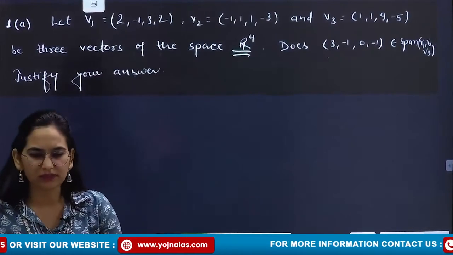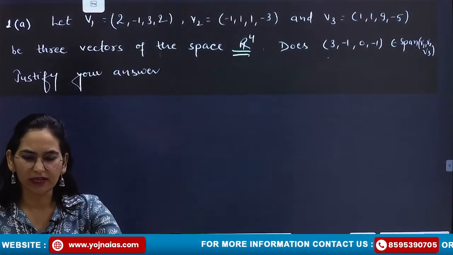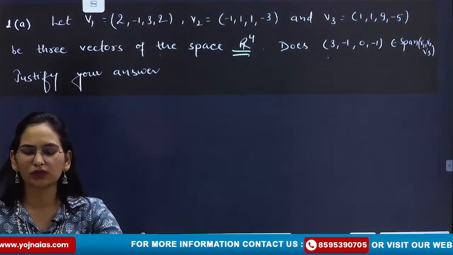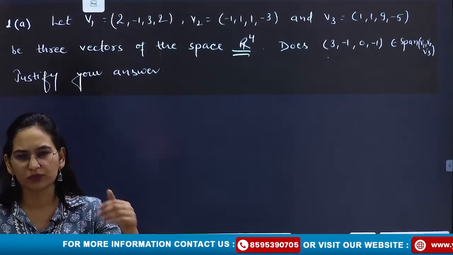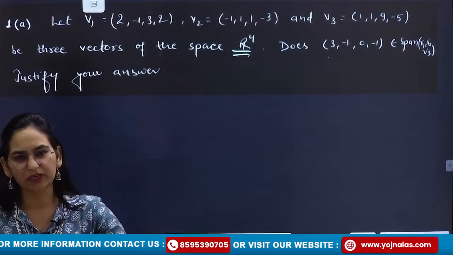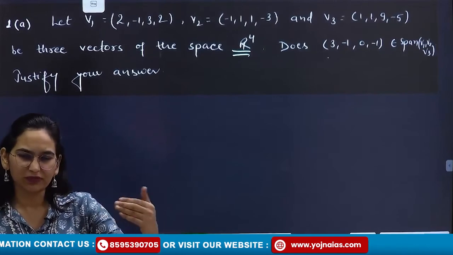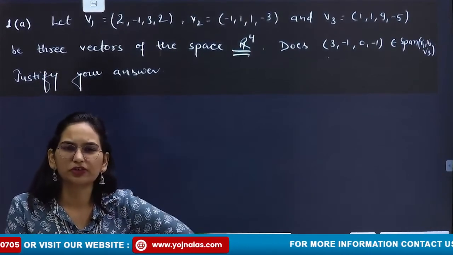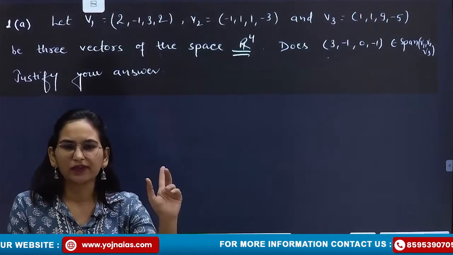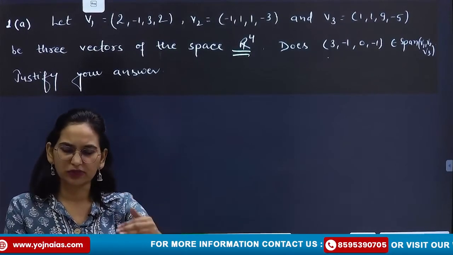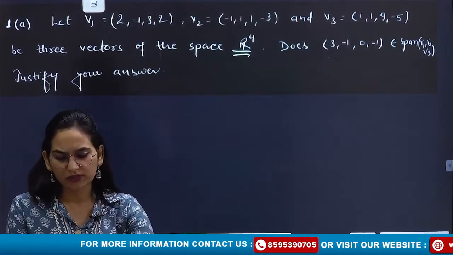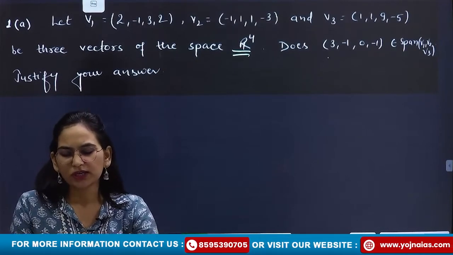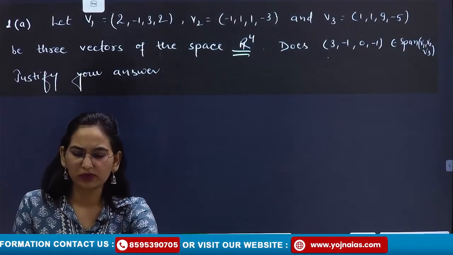We have a time constraint. We have to discuss the entire paper within two hours, so it is not possible to cover the entire paper in two hours. So what will we do? We will discuss the approach, that is, how to approach the question, and after that I'll give you the answer. You have to do the calculation and proceed with it.